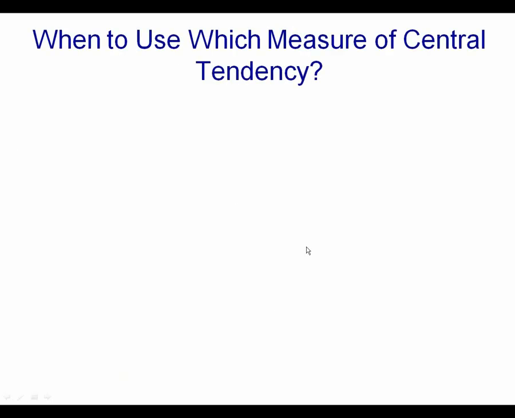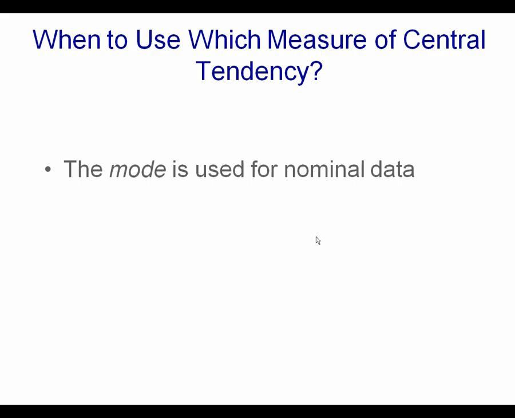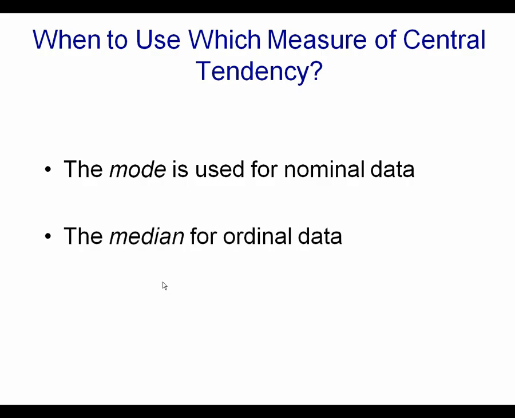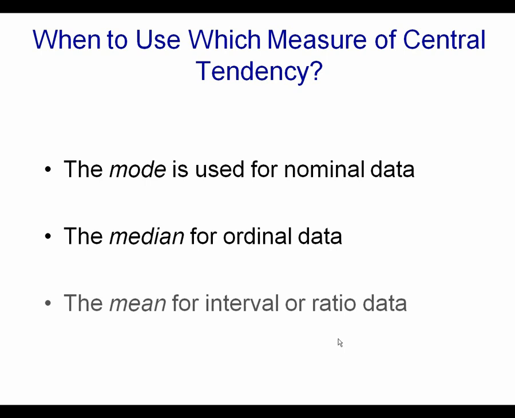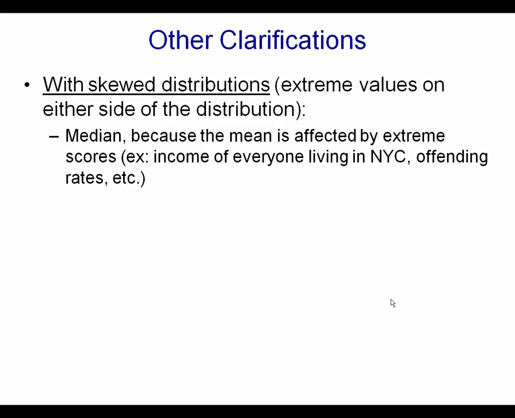Okay, when do we use which measure of central tendency? The mode is used for nominal data. The median is used for ordinal data. The mean is used for interval or ratio data. How's that? And let's make a few other clarifications here. With skewed distributions, extreme values on either side of the distribution, we use the median, because the mean is affected by extreme scores.